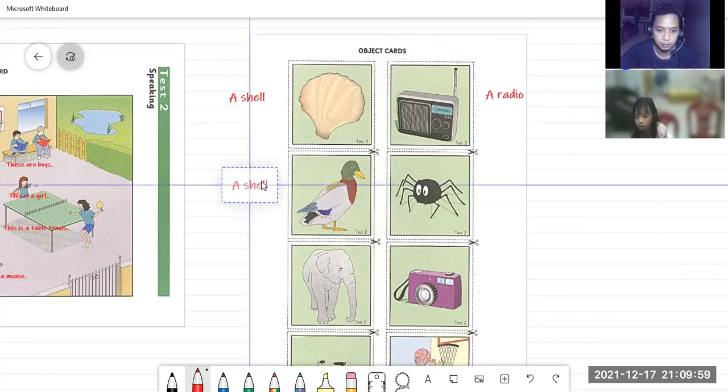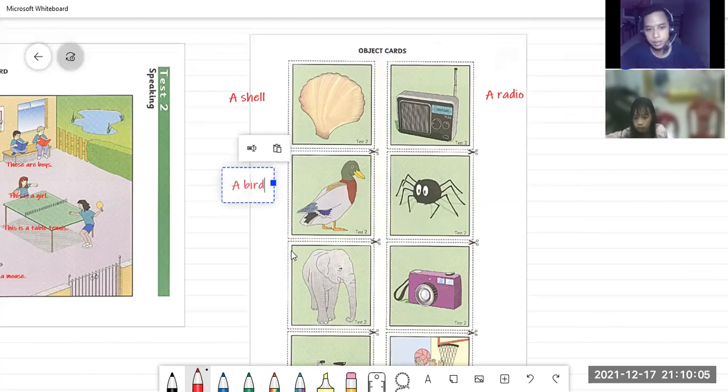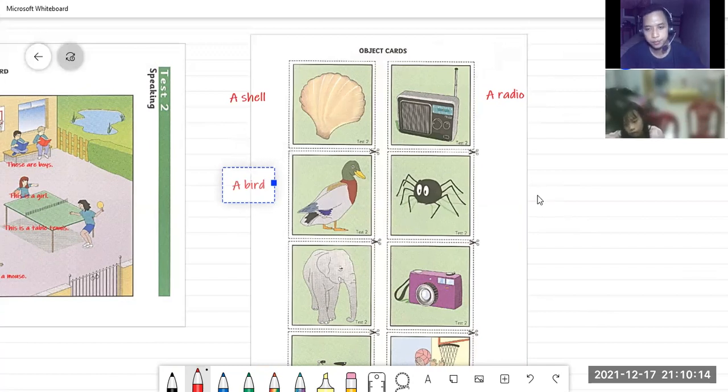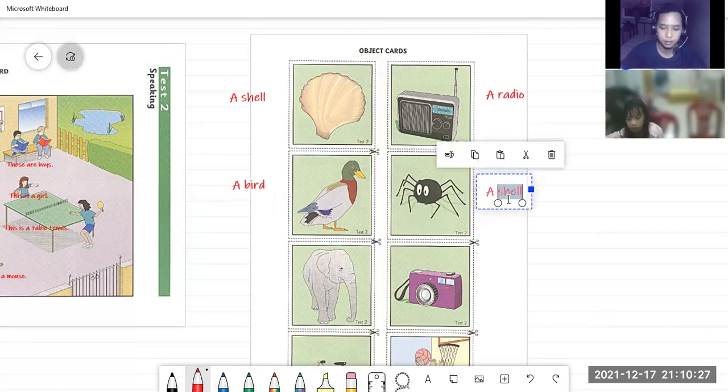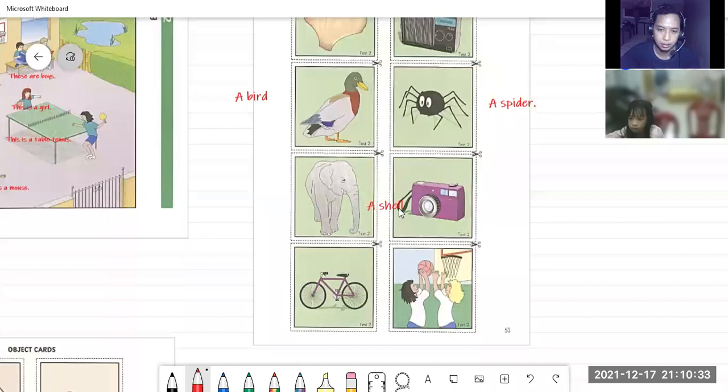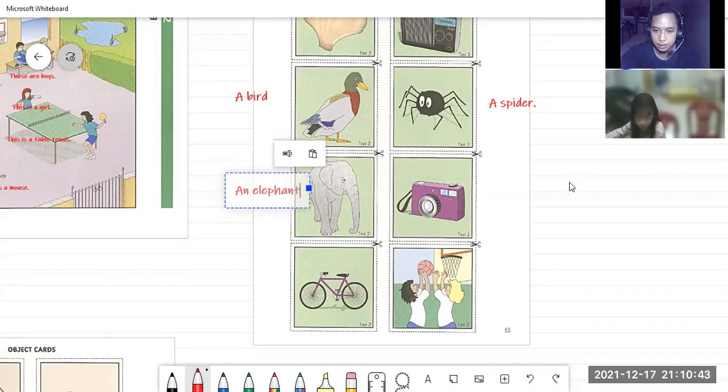What is this? This is a bird. Can you say this is a bird? This is a spider. Okay, do you like spiders? No. Okay, this is a spider. This is an elephant. Very good. An elephant. Next.